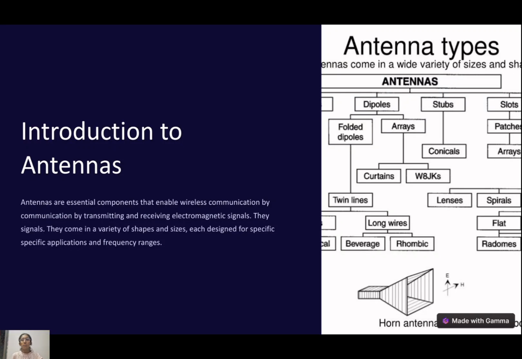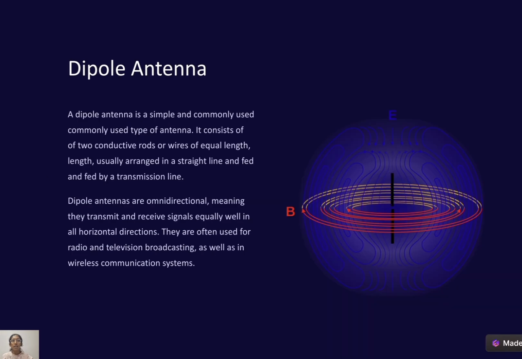Today let us discuss an introduction to antennas. Antennas are an essential component that enables wireless communication by transmitting and receiving electromagnetic signals. They come in a variety of shapes and sizes, each designed for specific applications and frequency ranges. Types of antenna: there is the dipole antenna.